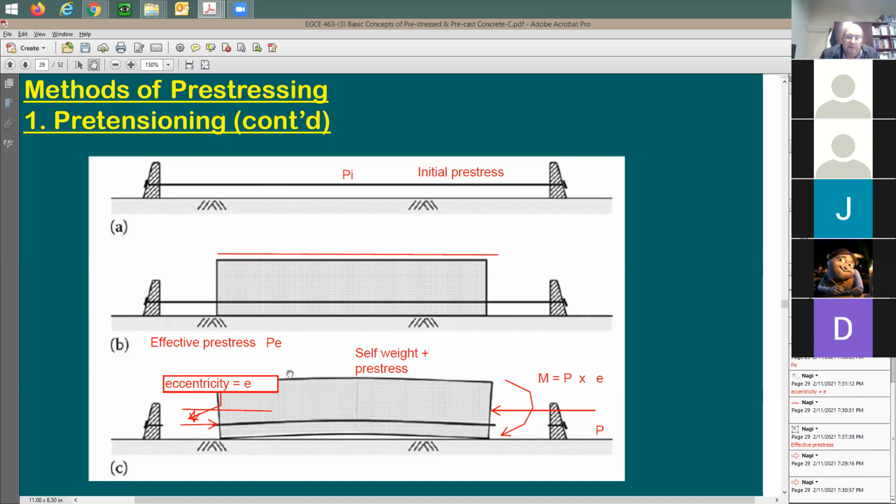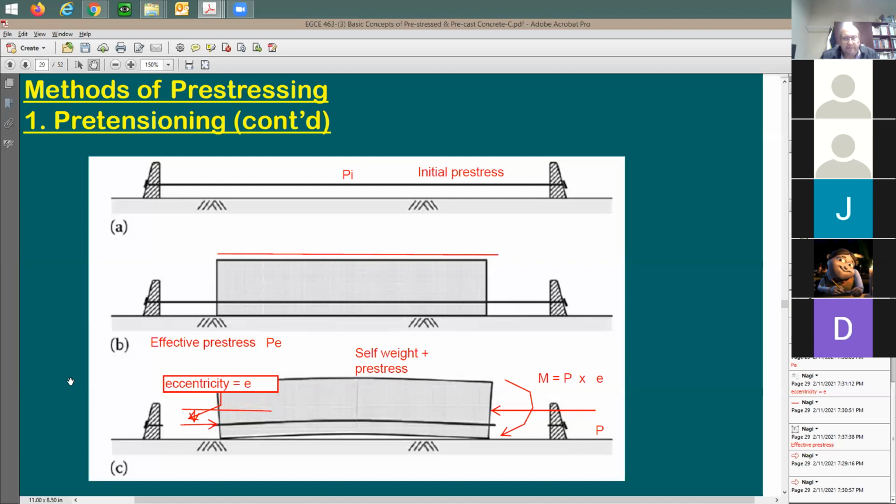So now, when it comes to the pre-stress, we're going to have two forces that you need to work with. One of them is going to be the initial pre-stress that you start with. And the other one, after you leave the pre-stressed concrete member for a few months in the yard, and then you come and pick it up and take it to the construction site, it's going to be P effective.